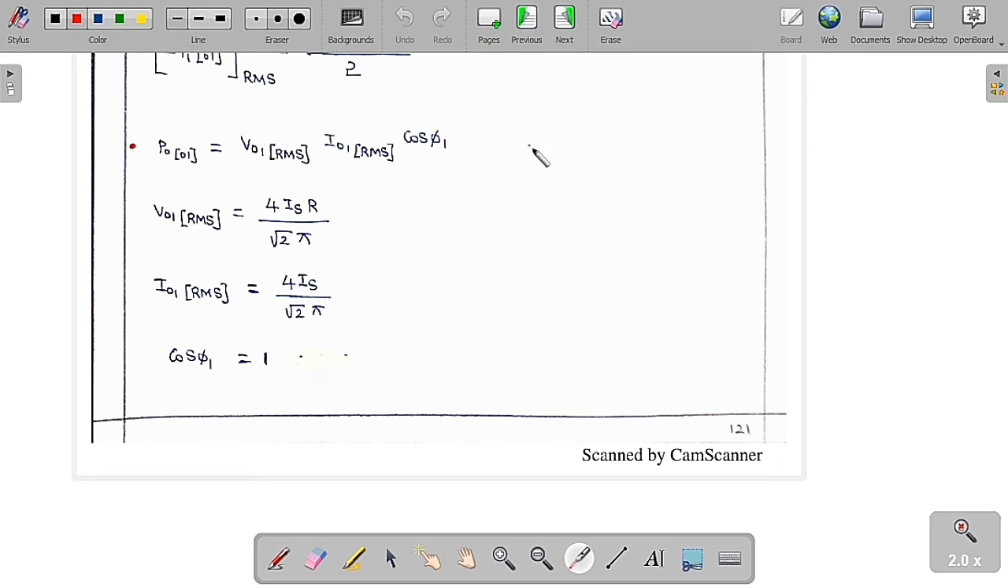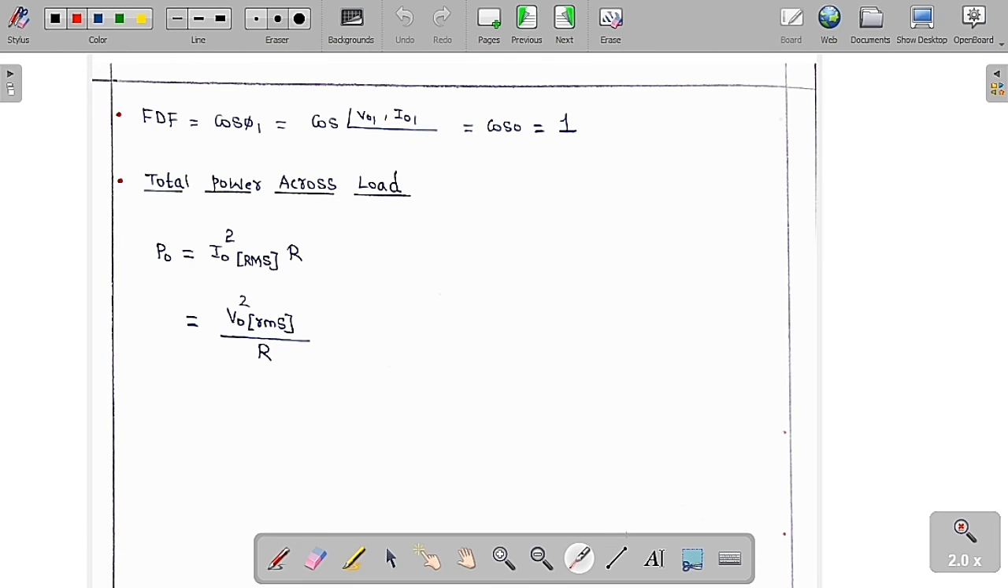consumed by the load. So if you want to find what is the fundamental displacement factor, which is cos phi 1, it is the phase angle between the fundamental output voltage and the fundamental output current. Both are in phase, so cos 0 is equal to 1.